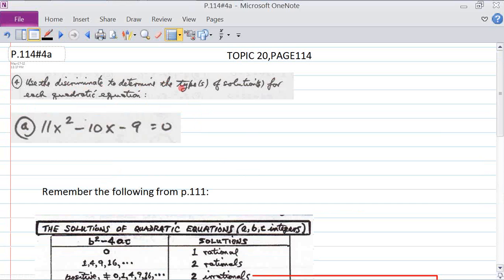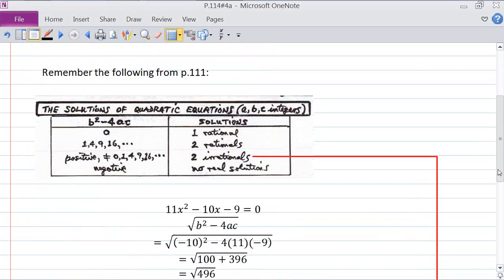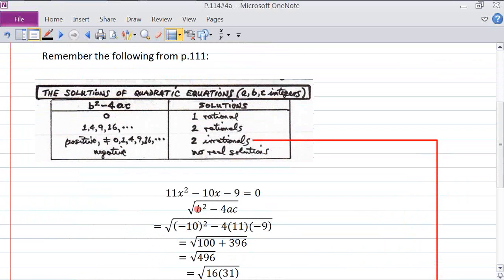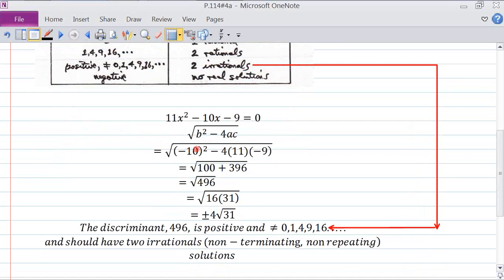Use the discriminant to determine the type of solution. The discriminant is b squared minus 4ac, and in this case we work out b squared minus 4ac. B is minus 10, so we have minus 10 squared minus 4a, which is 11, and c, which is minus 9. So what happens is that this is 100. Minus 10 squared is 100. And minus 4 times 11 is minus 44. Minus 44 times minus 9 is 396.